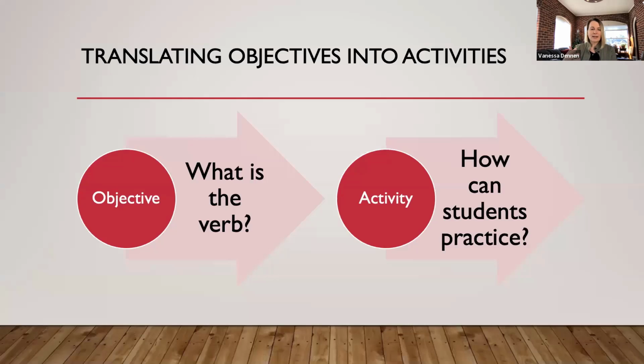So I like to start with the objective and say, what's the verb? And then I go to my activity level and I say, so how can students practice doing this? And ideally, the assessment that I have is students showing me that they can do this.